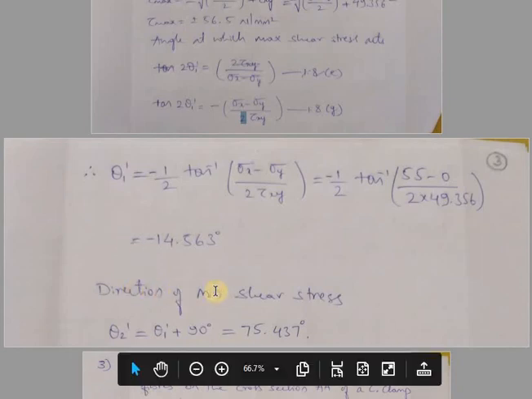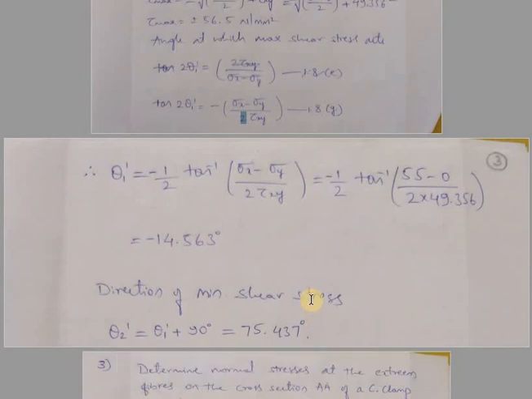Next, direction of minimum shear stress, we can write it as theta 2 dash is equal to theta 1 dash plus 90 degrees, which is equal to 75.437 degrees. So this is the solution for the given problem.